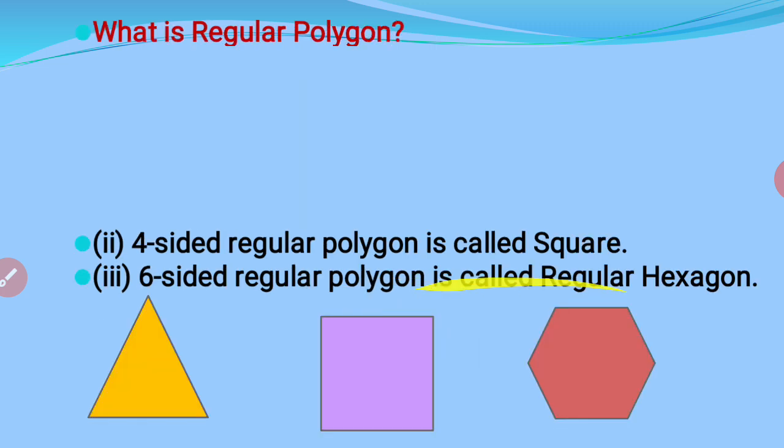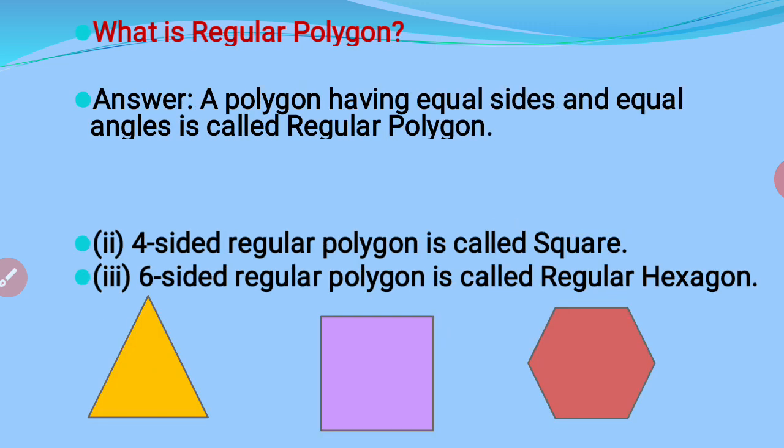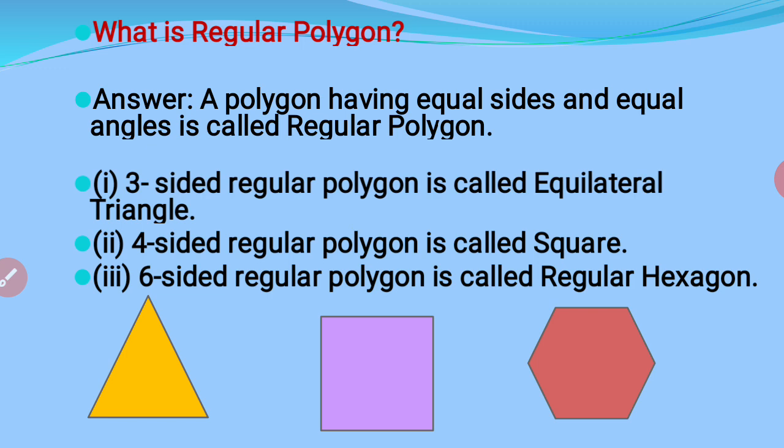Let's move ahead. What is a regular polygon? A polygon having equal sides and equal angles is called a regular polygon. We have discussed the definition earlier also. Here the very first figure is a three-sided regular polygon. We call it an equilateral triangle. The second is a four-sided regular polygon which is called a square.